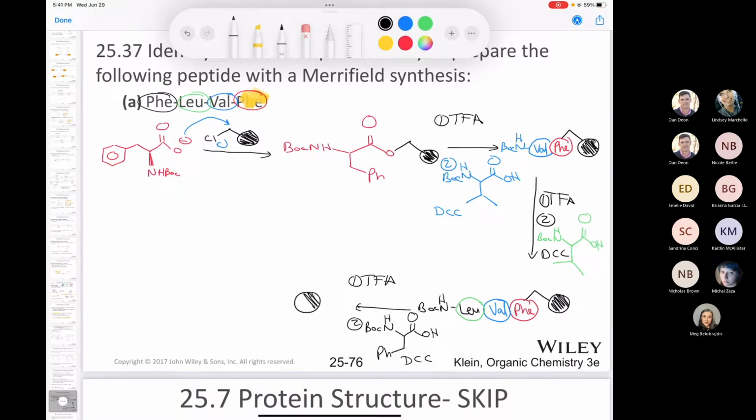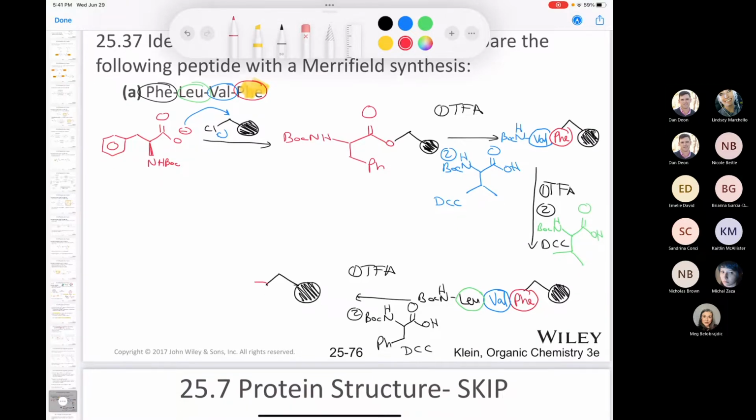And now you've got your polymer, you've got your phenylalanine, you've got your valine, you've got your leucine, and now you've got your phenylalanine on the end. It still has the NH Boc group on it. So now you've got to remove the Boc group and the polymer. Kind of running out of space here, so I'm going to put step 1 to remove the Boc is TFA. Step 2 to remove the whole thing from the polymer is hydrofluoric acid. And now you've got just this.